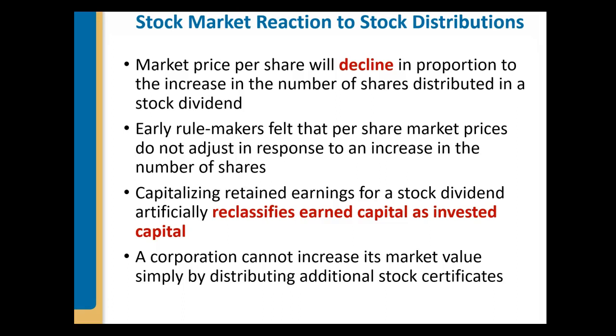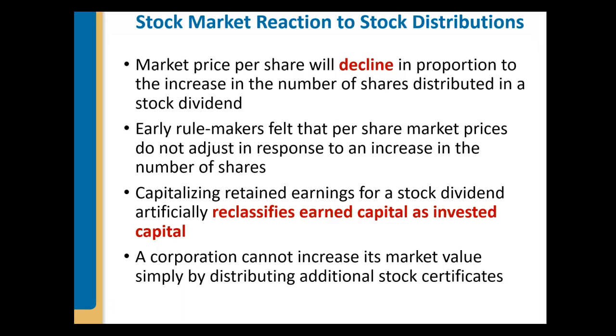Cutting the pizza into 16 slices instead of 12 slices doesn't create more to eat. You still have the same pizza, just a higher number of smaller slices. Any failure of the stock price to actually adjust in proportion to the additional shares issued probably would be due to information other than the distribution reaching shareholders at the same time. Early rulemakers felt that per-share market prices do not adjust in response to an increase in the number of shares. Then what justification is there for recording the additional shares at market value?